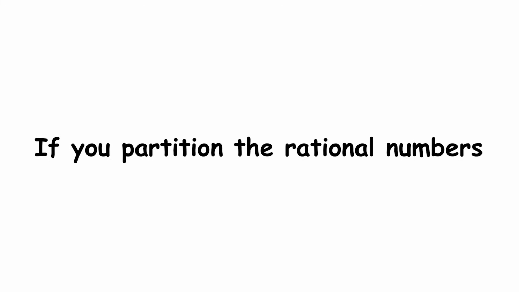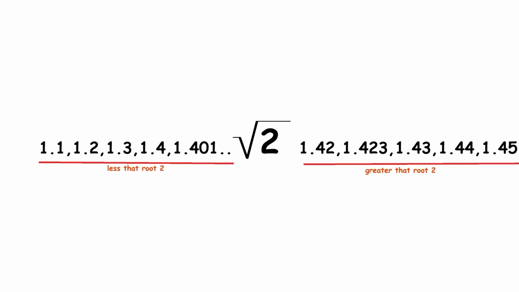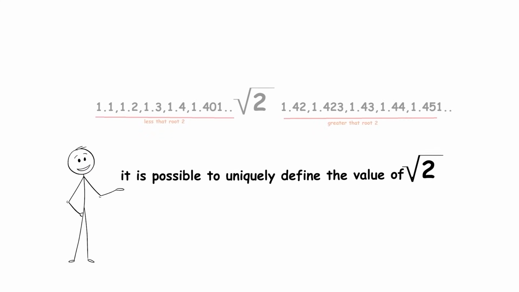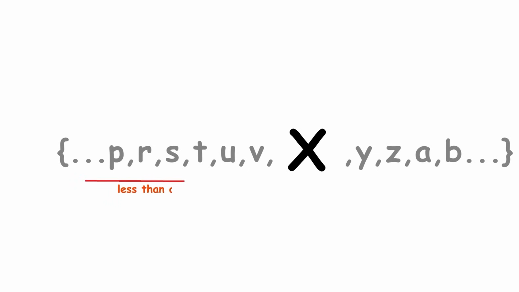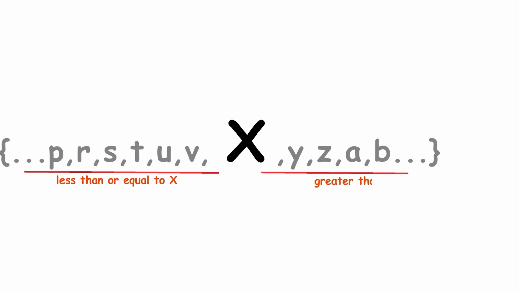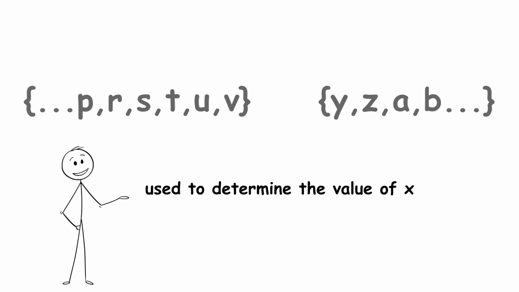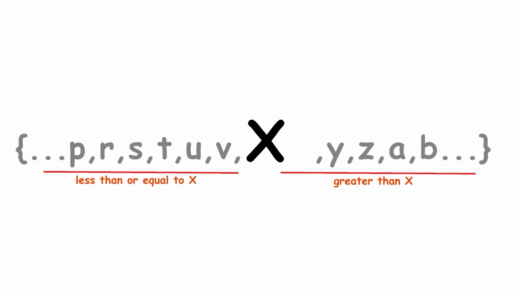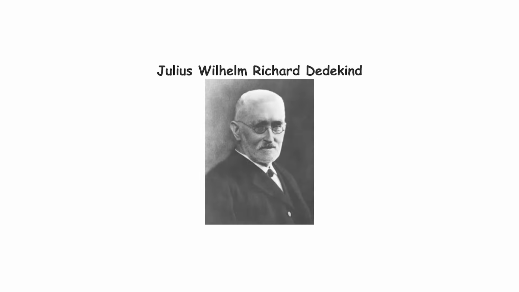If you partition the rational numbers into those that are less than square root of 2, and those that are greater than square root of 2, it is possible to uniquely define the value of square root of 2. In general, each real number, x, cuts the set of rational numbers into one set containing all the rational numbers less than or equal to x, and another set containing all the rational numbers greater than x. Thus, such a pair of sets can be used to determine the value of x. This kind of cut is called a Dedekind cut, named after German mathematician Julius Wilhelm Richard Dedekind.